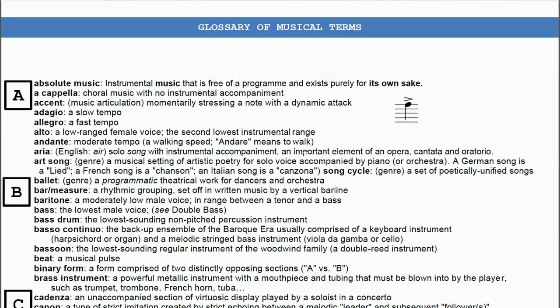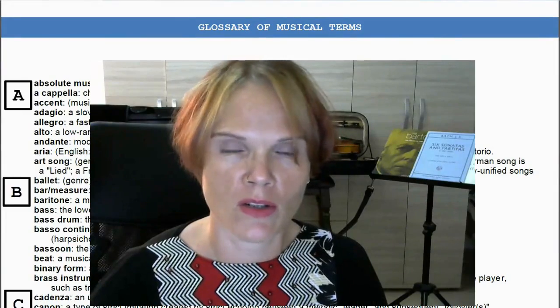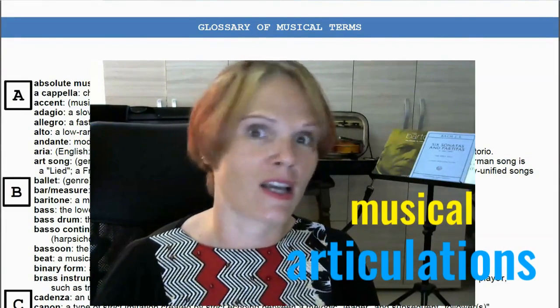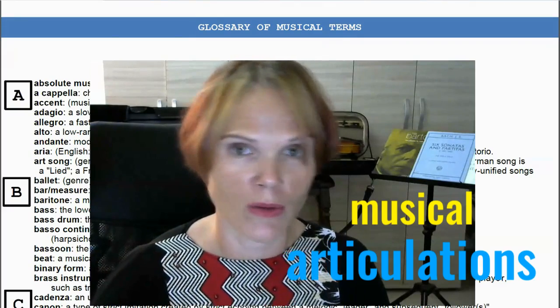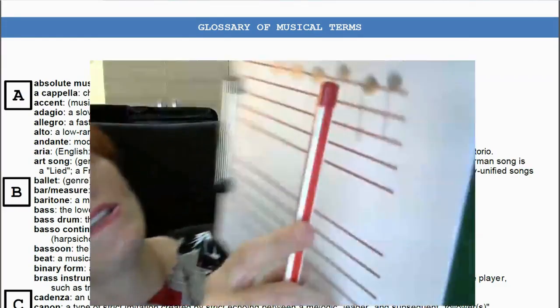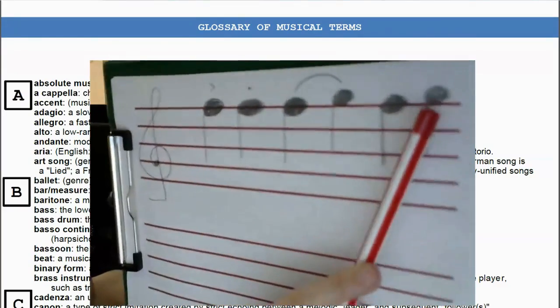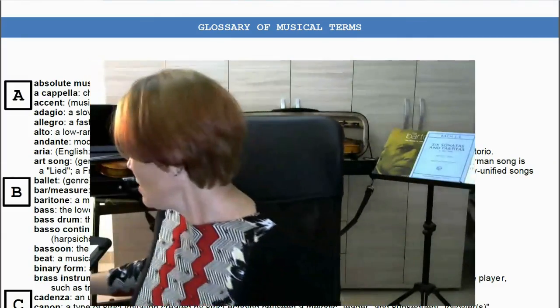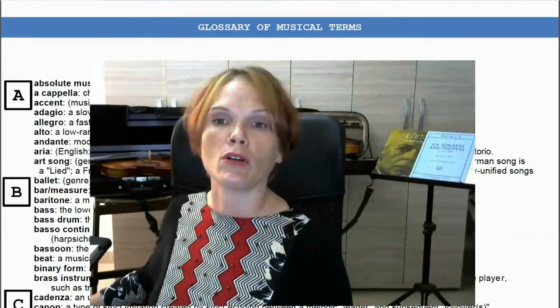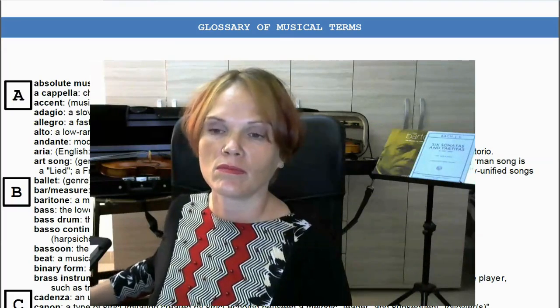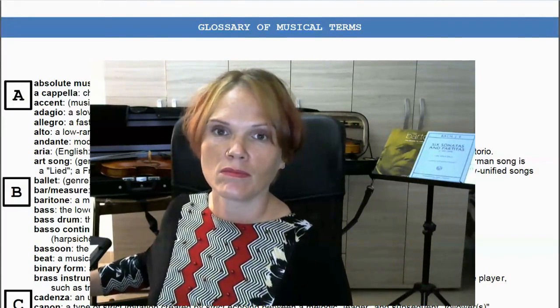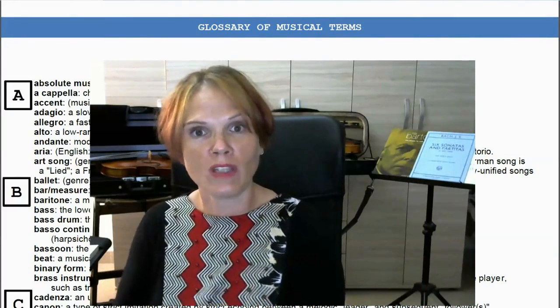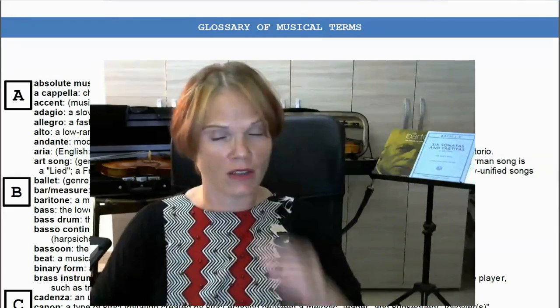The accent is a music articulation, momentarily stressing a note with a dynamic attack. You see a music notation, and if there is nothing around it, nothing above, nothing below the note, it's called a separate note. If I say, I would play it normal. You see detached notes, so the notes are detached from each other.